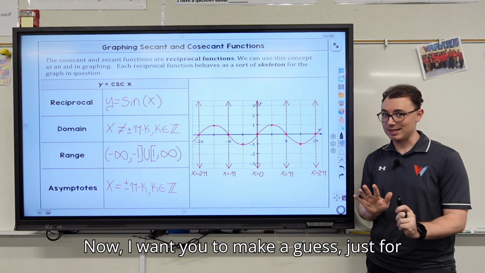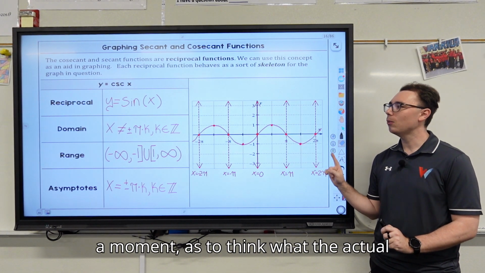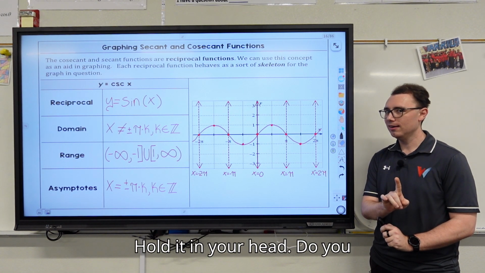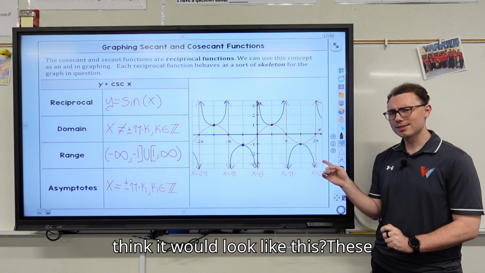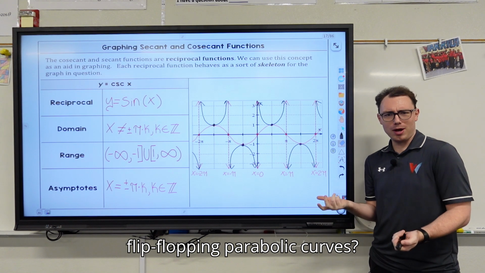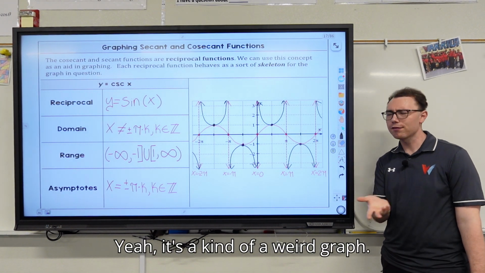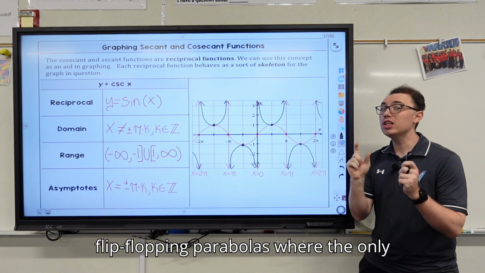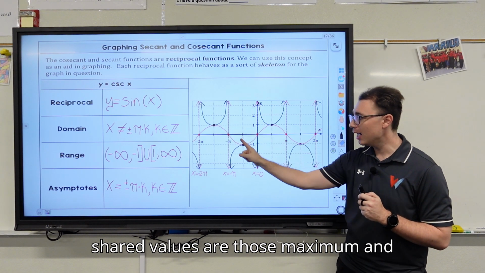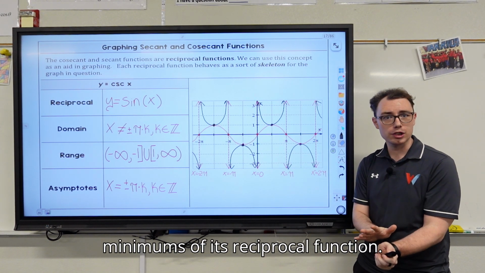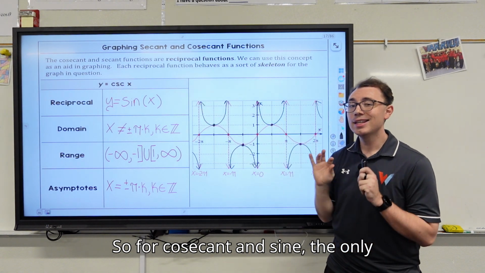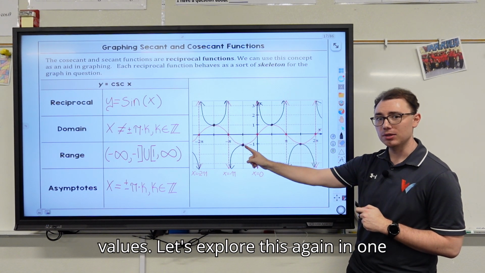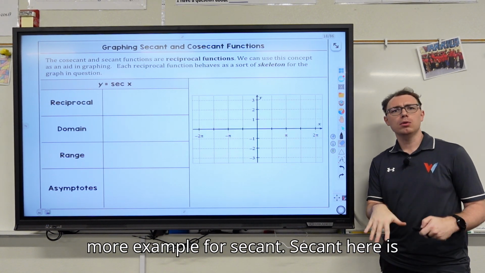Now I want you to make a guess, just for a moment, as to what the actual graph will be for cosecant. Hold it in your head. Do you think it would look like this? These flip-flopping parabolic curves? Yeah, it's kind of a weird graph. Cosecant and secant are these flip-flopping parabolas where the only shared values are those maximums and minimums of its reciprocal function. So for cosecant and sine, the only times where they happen to equal each other are at these maximum and minimum values. Let's explore this again in one more example for secant.